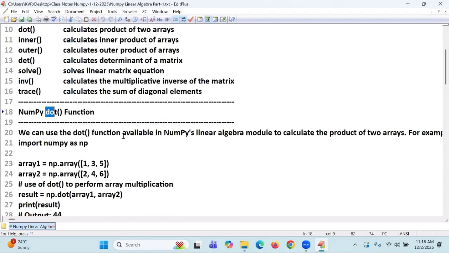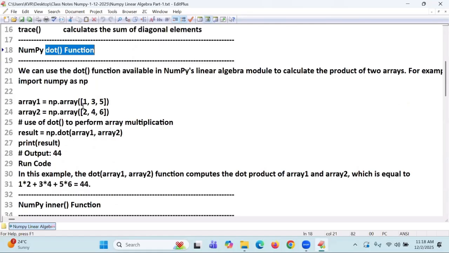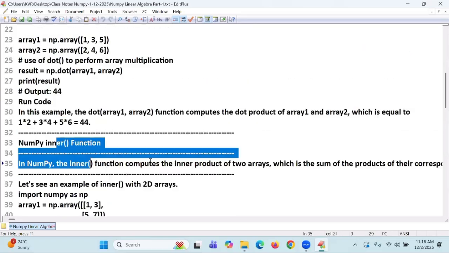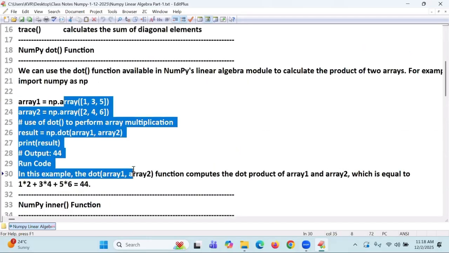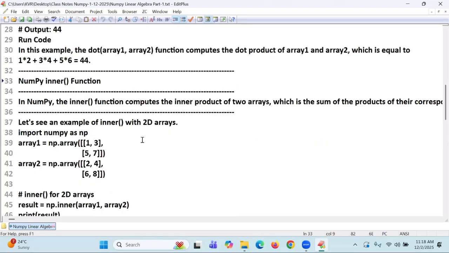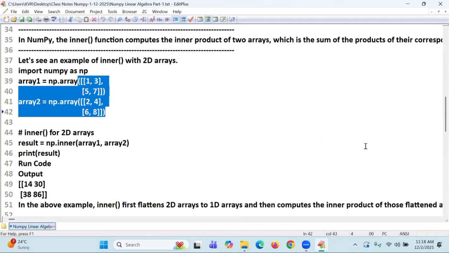Dot function is already completed for 1D. Dot function and inner function we have already seen at the 2D level. In the example I covered inner function also.